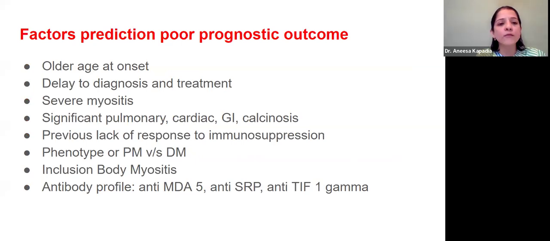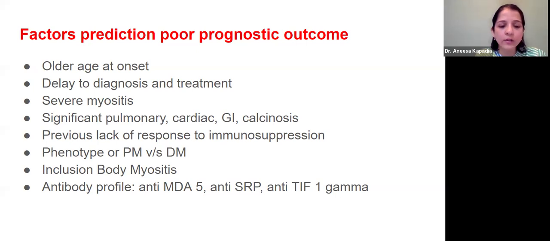So, for example, someone presents to us much later in their disease where they've already developed disease damage or muscle atrophy, or the disease may have manifested at an older age. Also, sometimes they have a lot of other extramuscular manifestations such as dysphagia, calcinosis, maybe a cardiac complication. These, of course, do have poor prognostic outcomes.